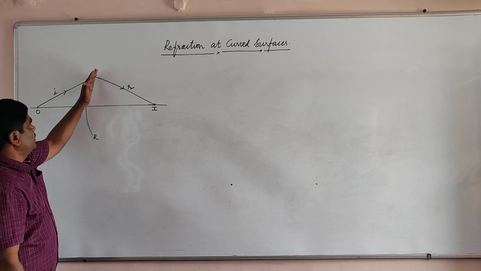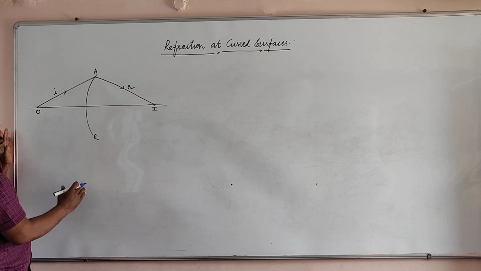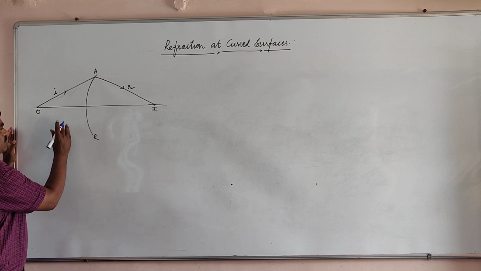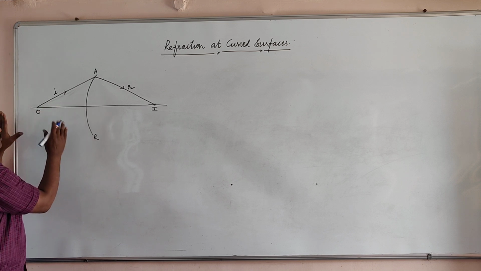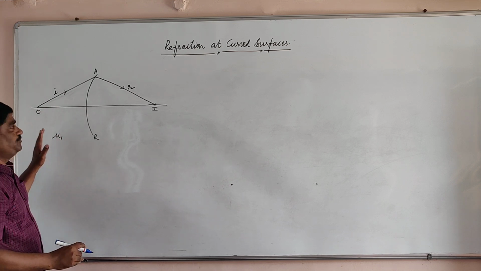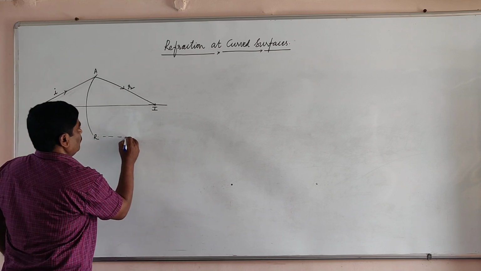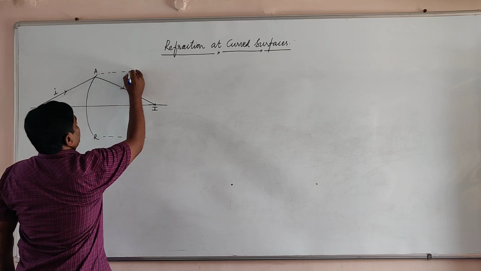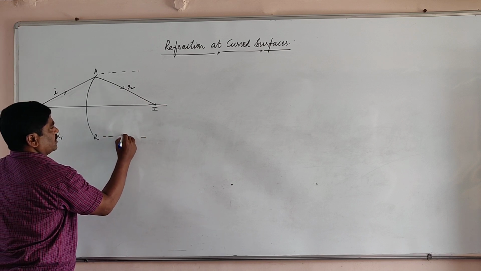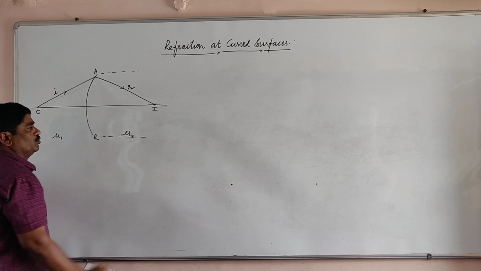Now this curvature separates the two media. This is the refractive index of the medium in which the object is situated, let us say it is mu1. And this entire part inside the lens is a denser medium whose refractive index is mu2.